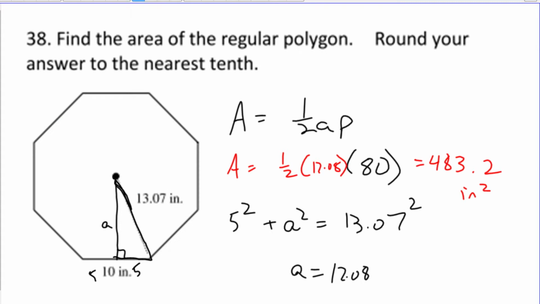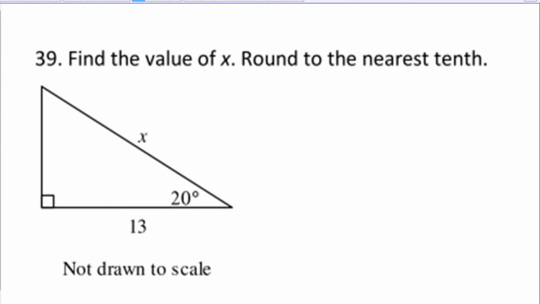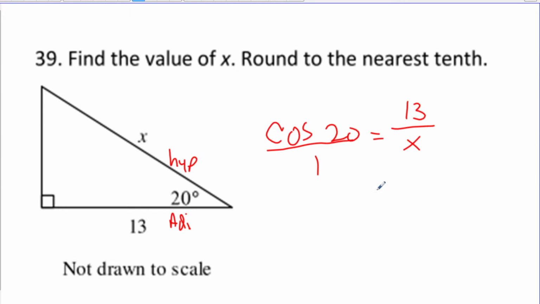All right, next problem, 39. This is a find the value of the missing side, and it looks like we have to use sine, cosine, and tangent again, so let me label sides. This is the adjacent leg, and this is the hypotenuse. So that would be cosine, based on the information, of 20 equals adjacent over hypotenuse. So again, here's that situation where I'm going to switch the diagonals and say x equals 13 over cosine of 20.